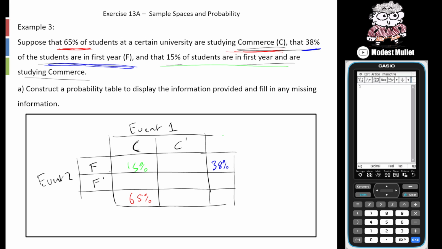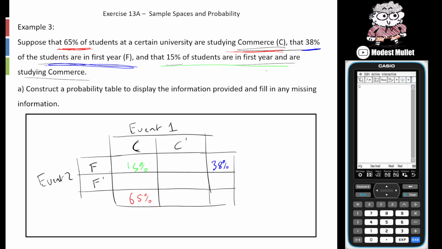Currently, I've entered these numbers as a probability of the whole student base. So it's 15% of all students, not 15% of the 65% that are studying commerce. Same here, it is 15% of all students studying first year. It's not 15% of this 38% over here. So using percentages is okay.